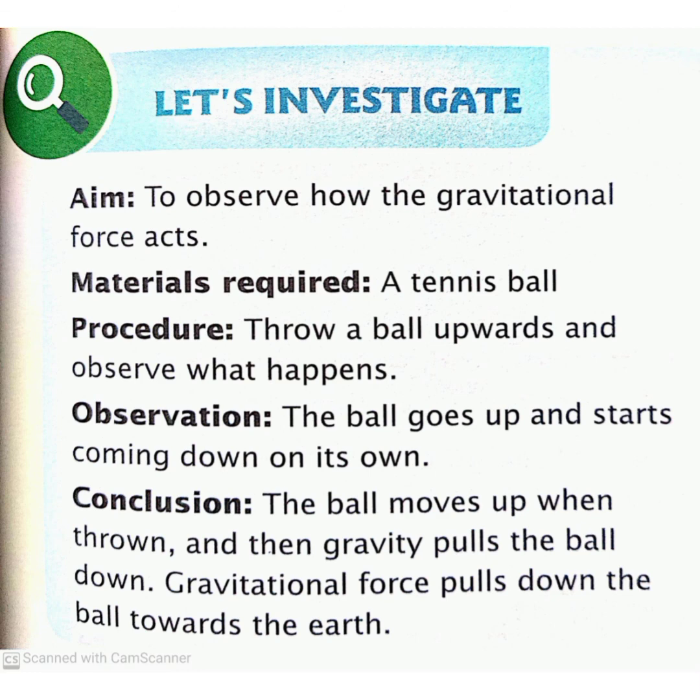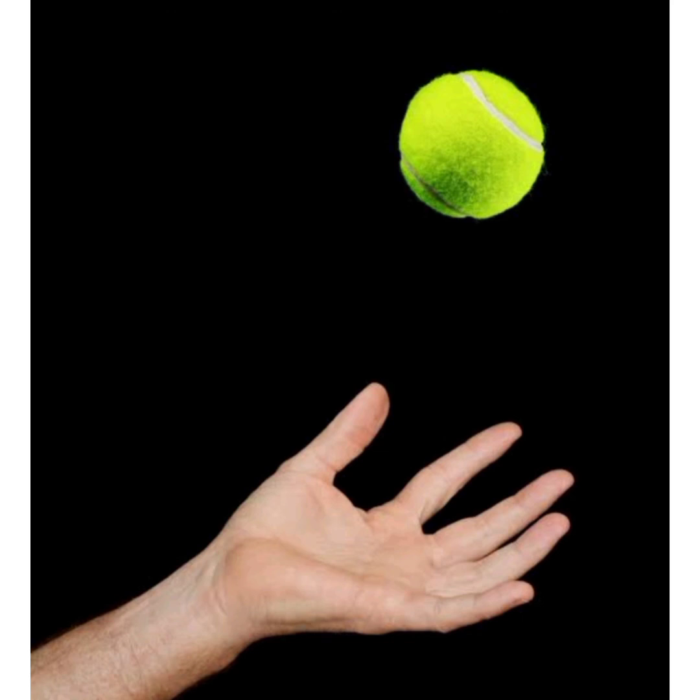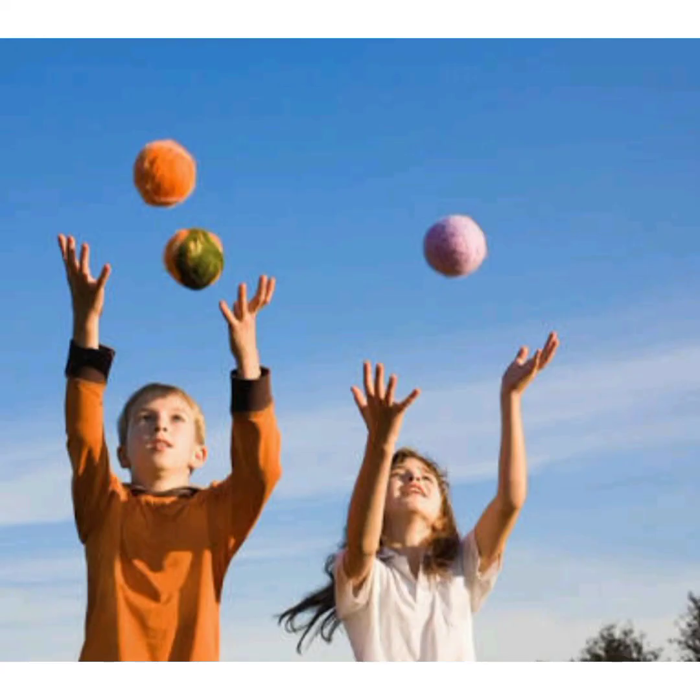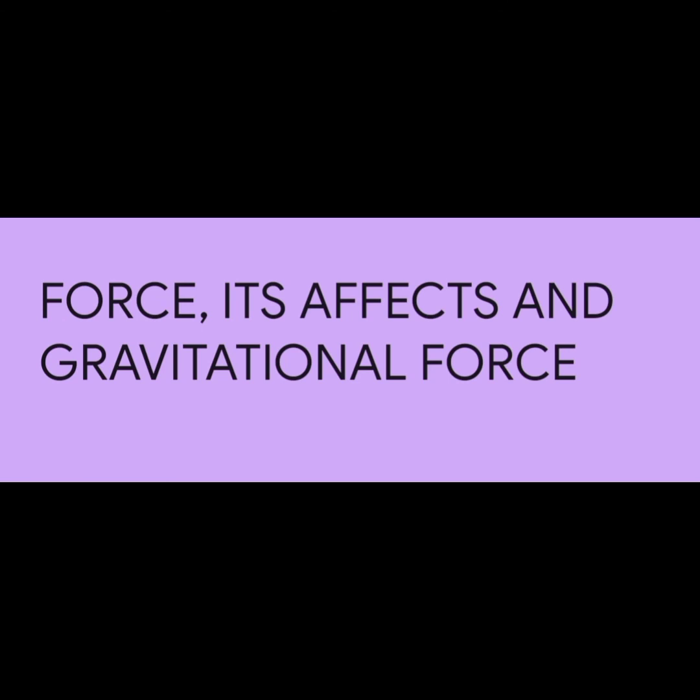So, gravitational force pulls down the ball towards the earth. And with this, we can conclude that anything thrown upwards fall back to the earth due to gravity. The earth pulls everything towards itself. So today we have learned about force, its effects, and in types we have learned about gravitational force.